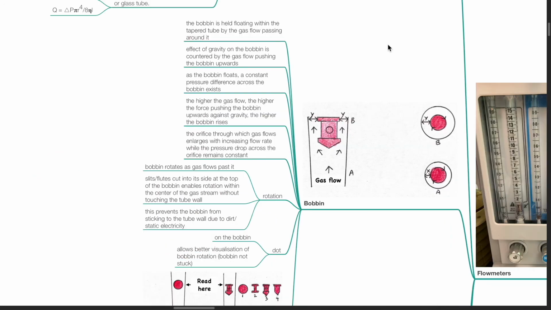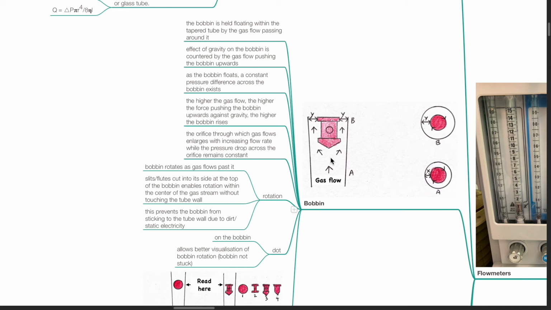The bobbin is held floating within the tapered tube by the gas flow passing around it. Effect of gravity on the bobbin is countered by the gas flow pushing the bobbin upwards. As the bobbin floats, a constant pressure difference across the bobbin exists. The higher the gas flow, the higher the force pushing the bobbin upwards against gravity, the higher the bobbin rises.